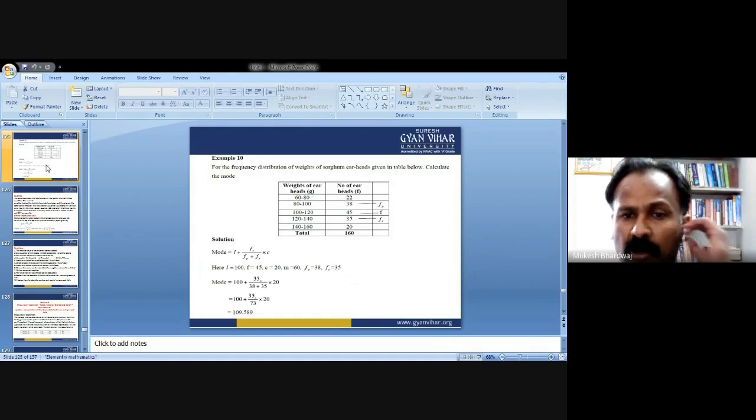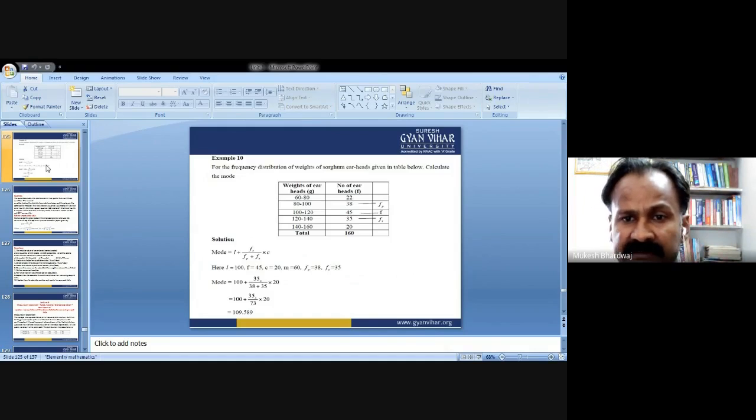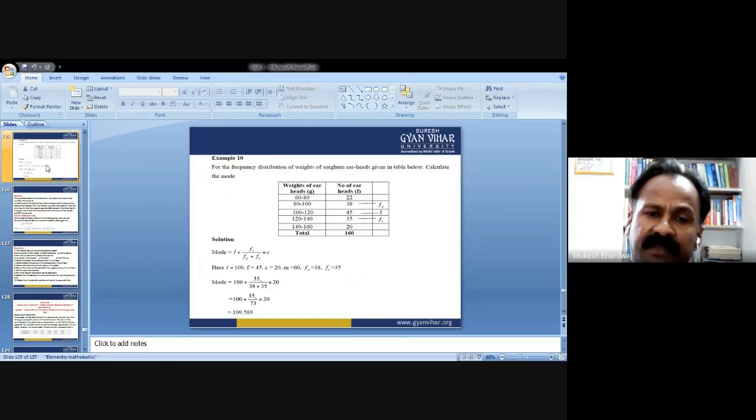So, by observing the table, the number of ear heads, 45, is highest for the range 100 to 120. So this is decided as the modal class. First of all, this is decided as the modal class. Okay. After deciding the modal class, now put everything according to the formula.